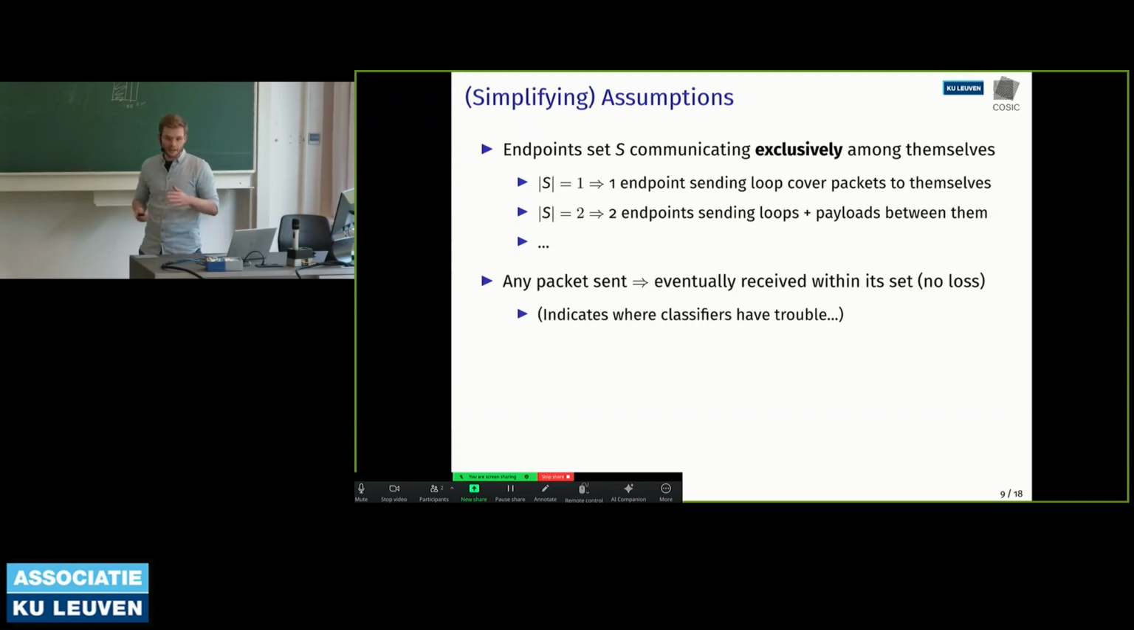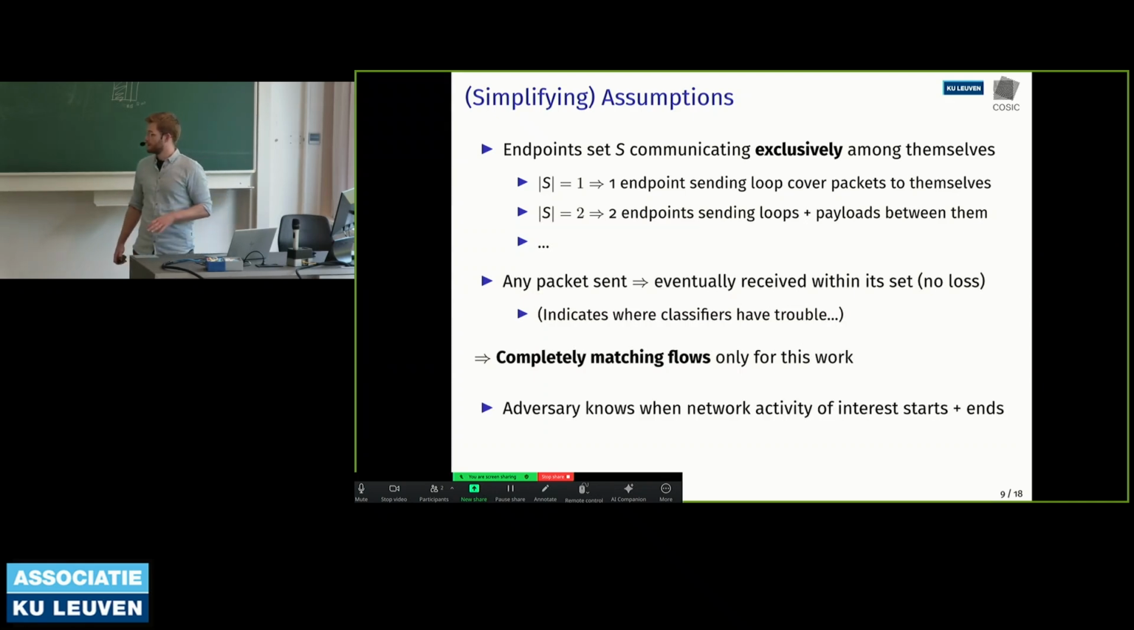And that might already indicate to you where the trouble for our classifiers lies with this assumption, right? So to make this very clear, we're only doing complete flow matching for this work. There's nothing where we would say there's a partial part of this group communicating that matches. We're asking, are all packets in this set of endpoints accounted for? And then we can answer this question, but this is the limit, right?